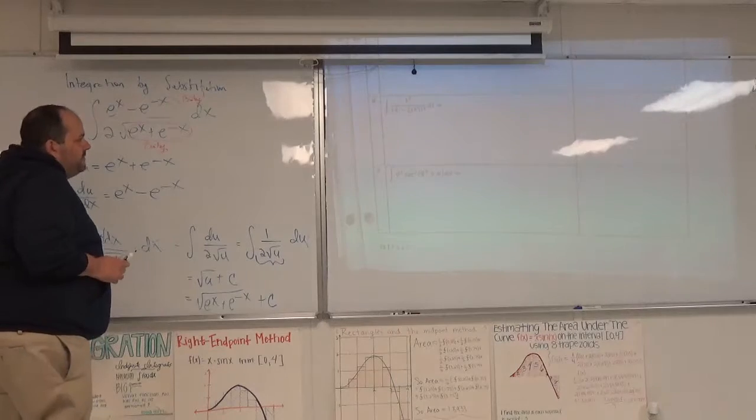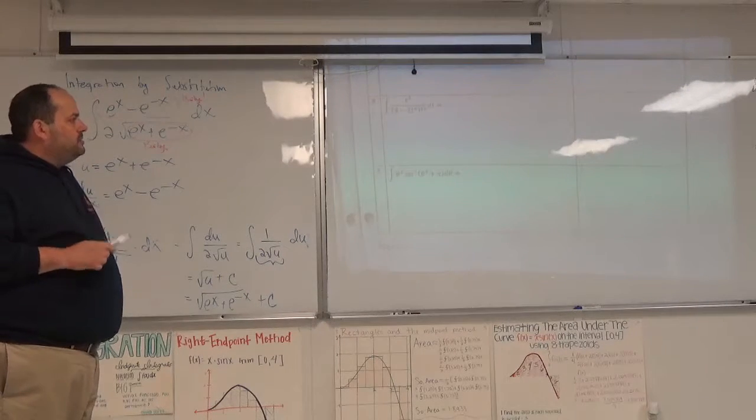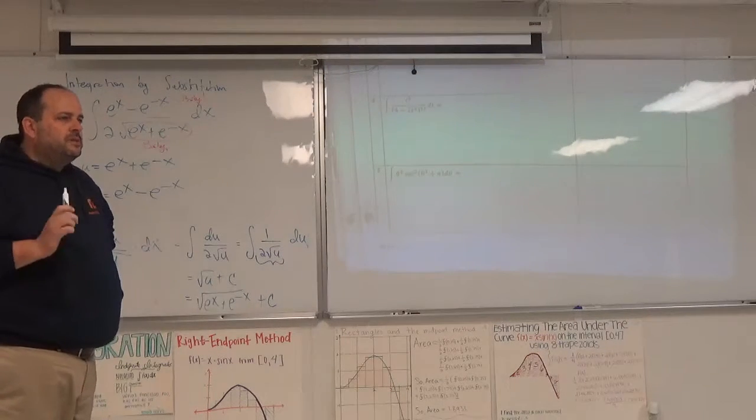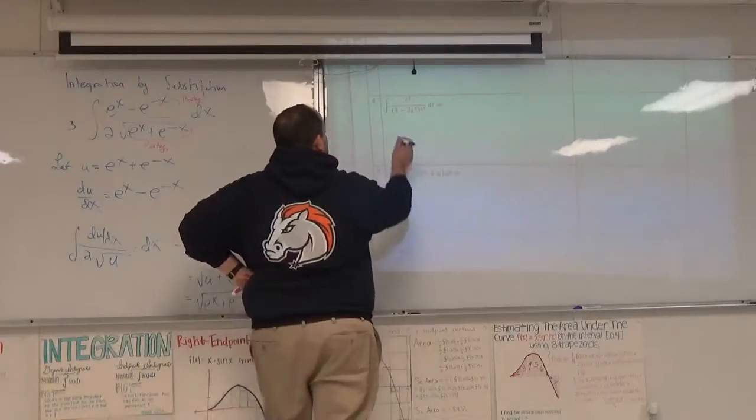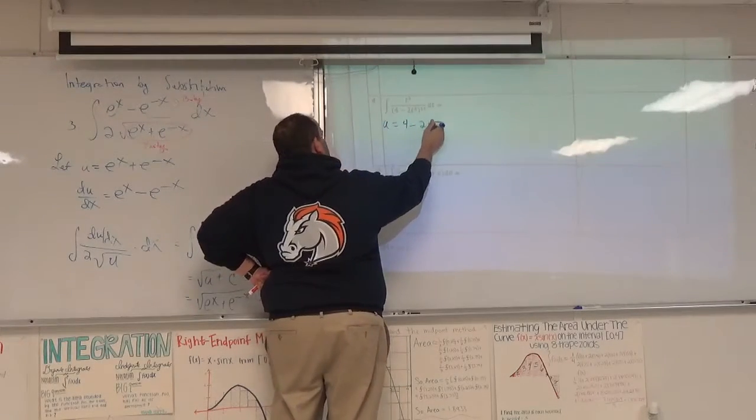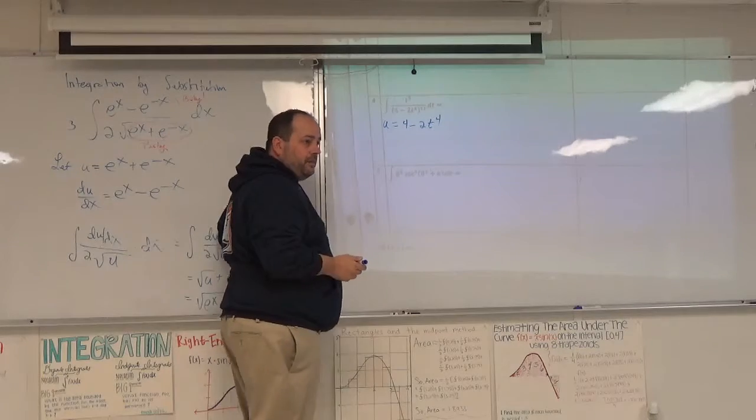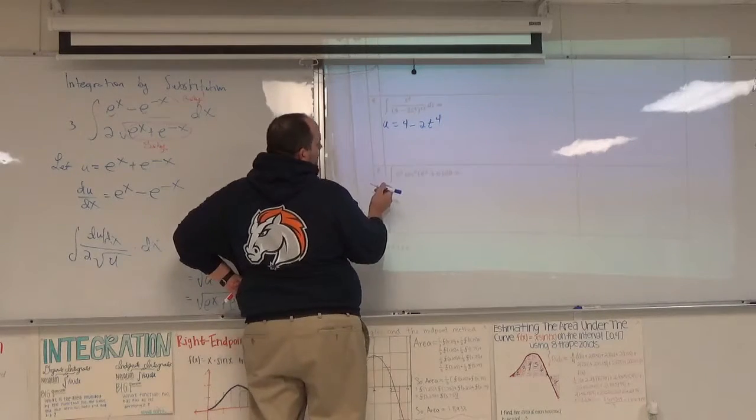What are your thoughts on number 4? If you're going to approach this one using integration by substitution, what's the baby? 4 minus 2t to the 4th. Okay, u is going to be 4 minus 2t to the 4th. And then the derivative?